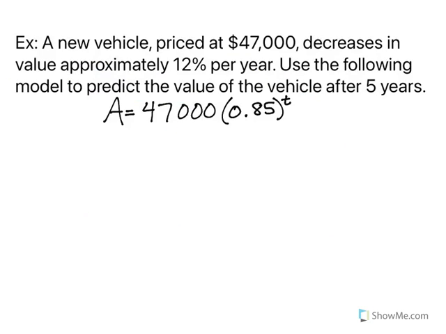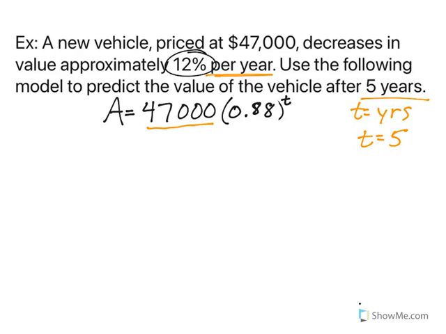Let's do another. A new vehicle priced at $47,000 decreases in value approximately 12% per year. Per year. That means T is in years. Use the following model to predict the value of the vehicle after 5 years. So T equals 5. You'll notice the model is A equals 47,000, right? The initial amount, 0.88.